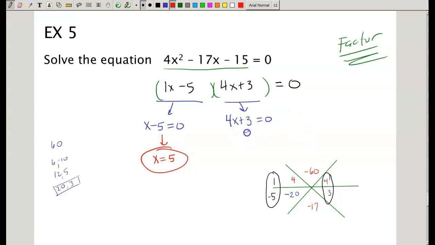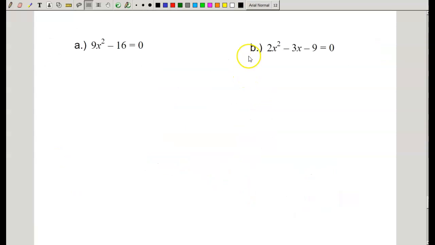And then over here, if I subtract 3 from both sides, 4x equals negative 3. Then I divide everything by 4. So divide by 4, divide by 4. Then my other answer is negative 3/4. So I get two answers here: one is x equals 5, and the other is x equals negative 3/4. All right, so here are some practice problems. These are actually homework problems, number 2, A and B. You can give these a try, and I will go over them.